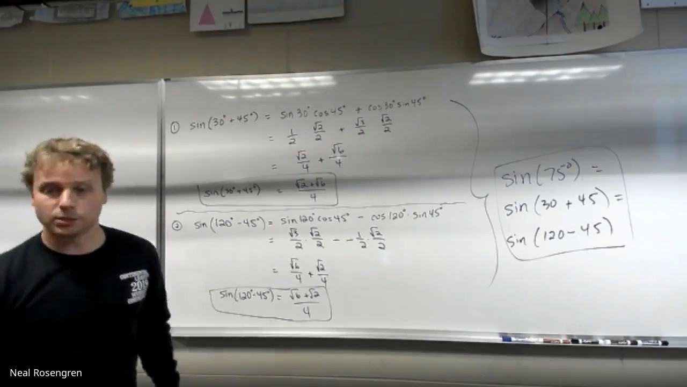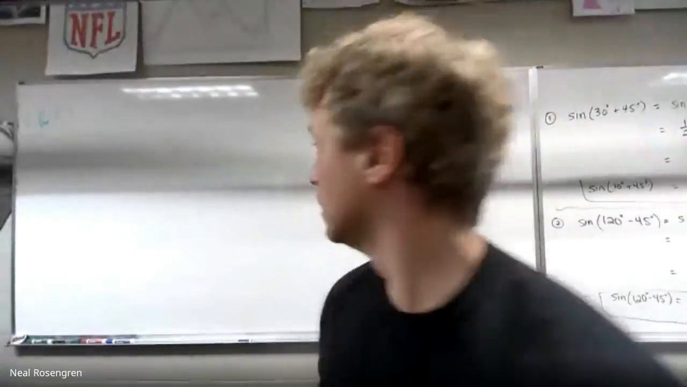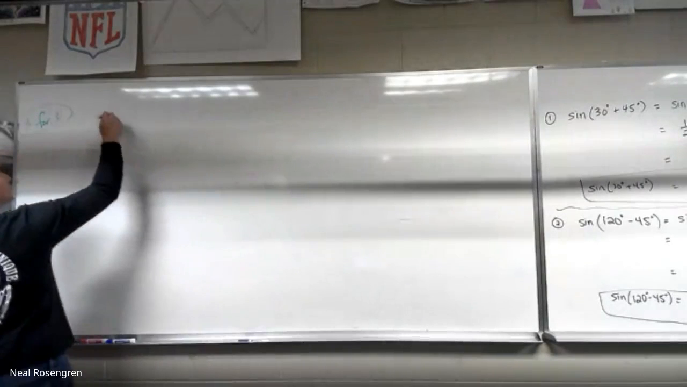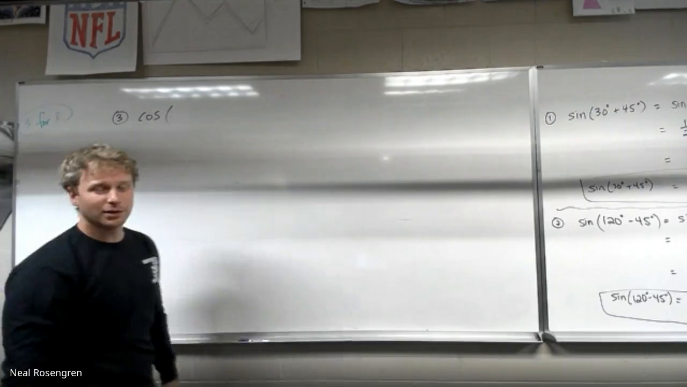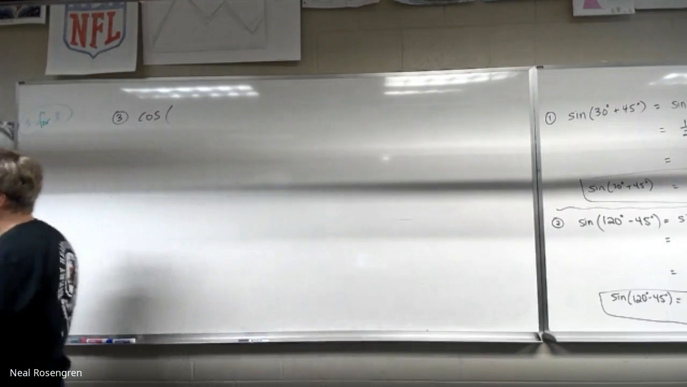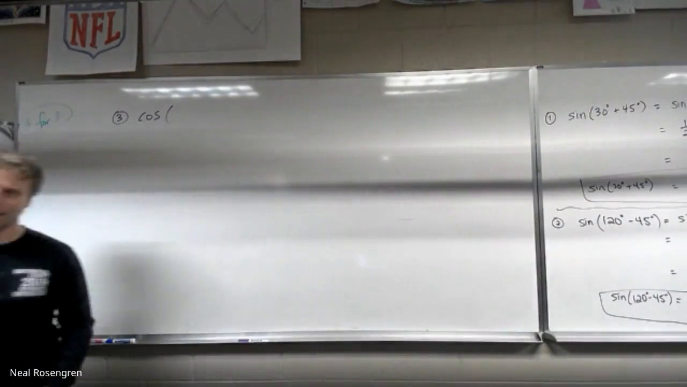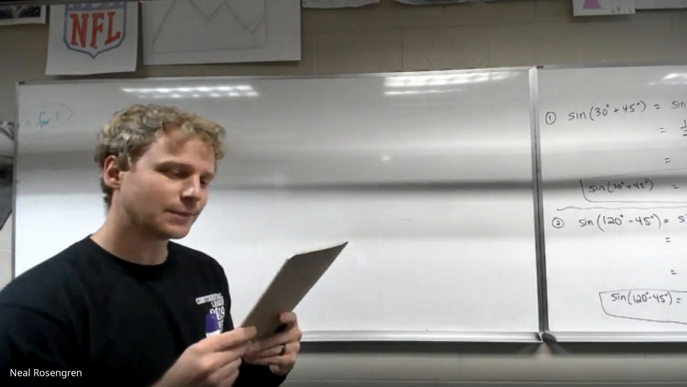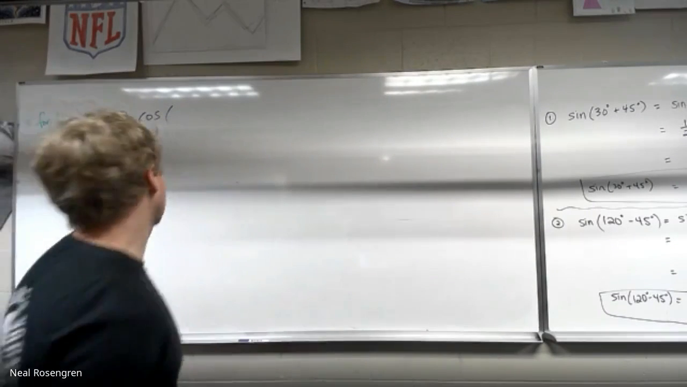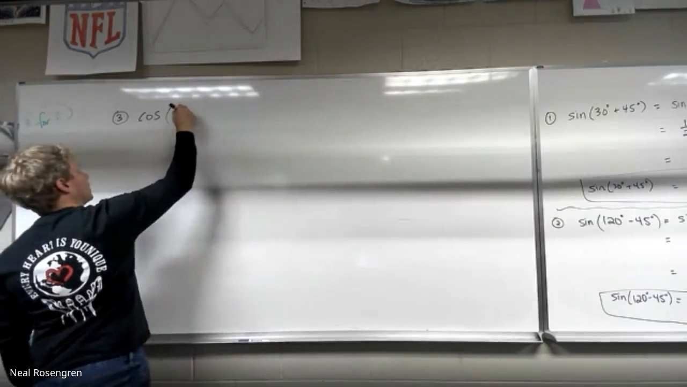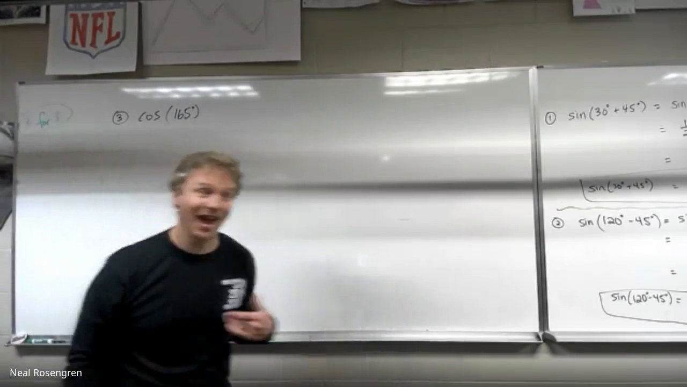All right, let's do a pair with cosine, but let's start it like that so you can see what that looks like. So I'm back over here. All right, so call it number 1 and number 2. So let's call this one number 3. So cosine of something. How about I wrote down some options so I knew I had some choices. Let's go 165. 165 degrees. That's how these questions are going to start.